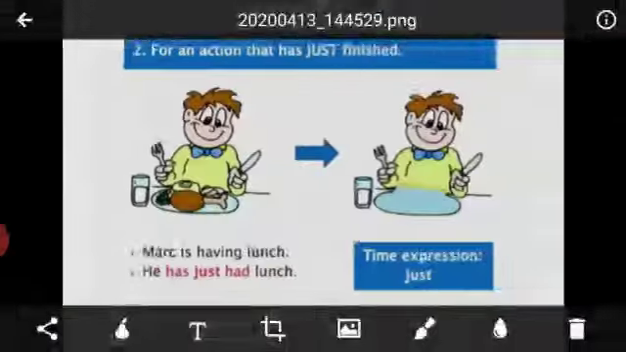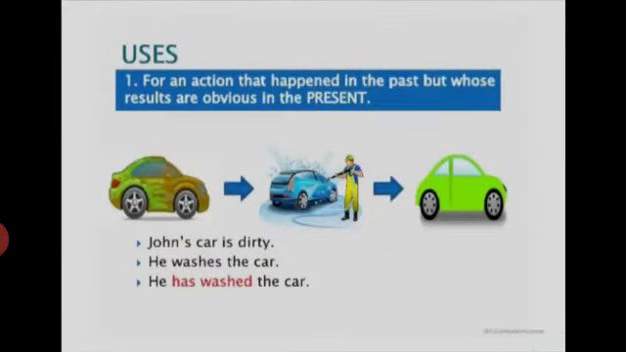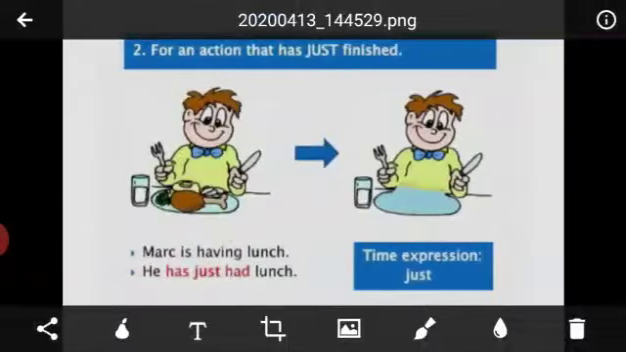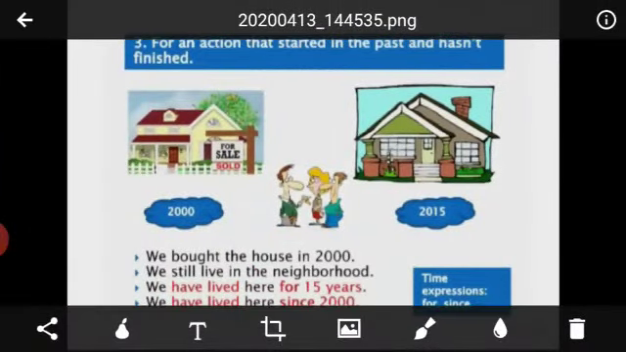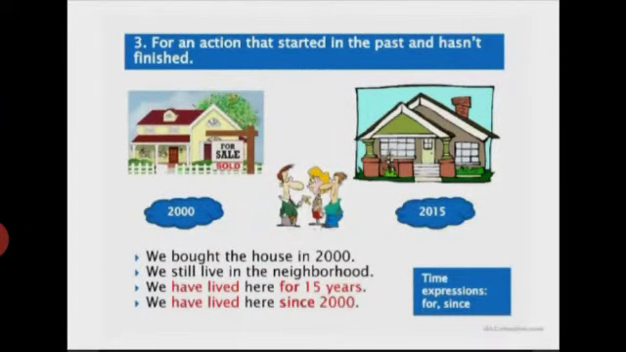In the first one, we say an action that happened in the past but whose results are in the present. The second one, an action that has just finished. The third, an action that started in the past and hasn't finished. Look at the pictures here. We have picture one. It is a house, and the year is 2000. And in picture number 2, we also have a house and the year 2015.